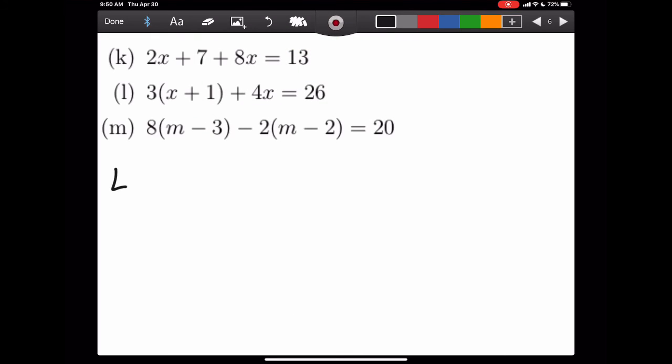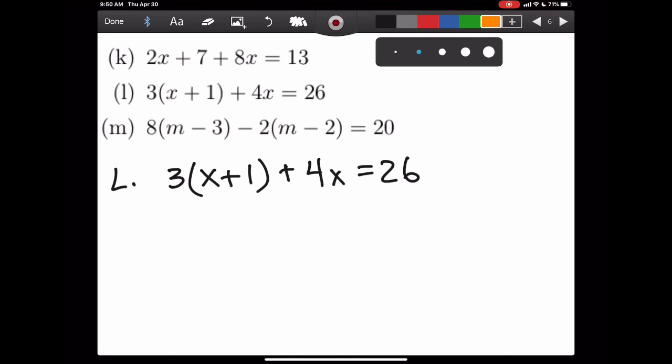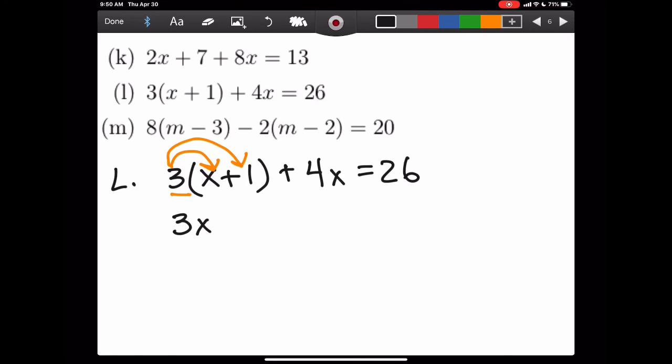I have 3 times x plus 1 plus 4x is equal to 26. The first thing you want to do is distribute. You want to go ahead and multiply everything in the parentheses by the 3 that is on the outside of it. So now I'm going to have 3 times x. Well, that's going to give me 3x. 3 times 1 will give me 3. Plus 4x. I'm just going to write down the rest of my equation now.